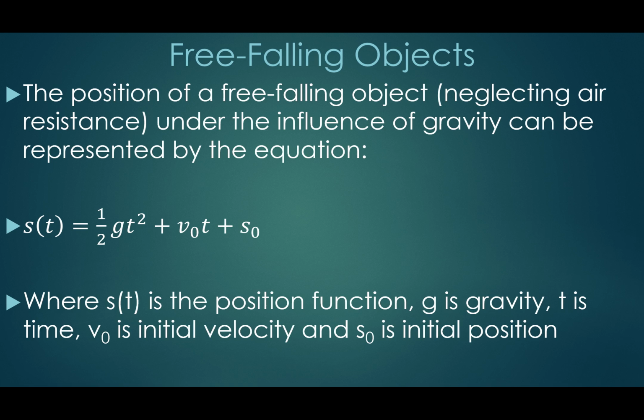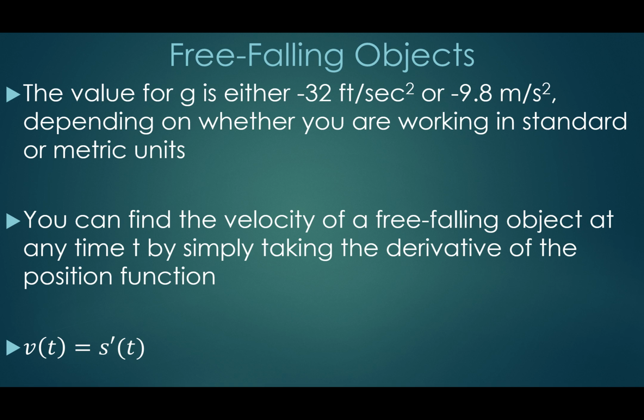Now, g depends upon what kind of unit you're working with. g will either be negative 32 feet per second squared if you're working in standard units, or negative 9.8 meters per second squared if you're working in metric units. Now, both of those are approximations. I believe acceleration for metric is really negative 9.801 or something like that, and for standard it's like negative 32.124 or something along those lines. It's been a while since I've dealt with physics, so I'm not 100% sure about that.